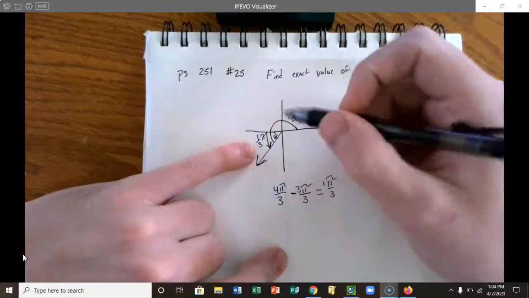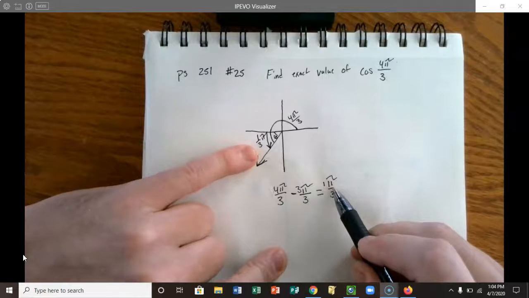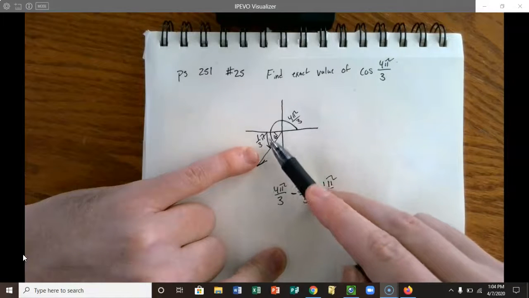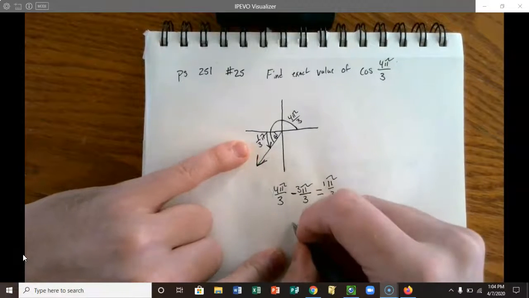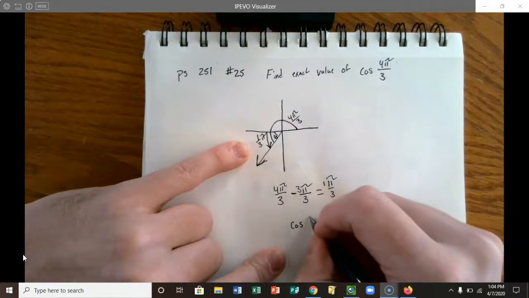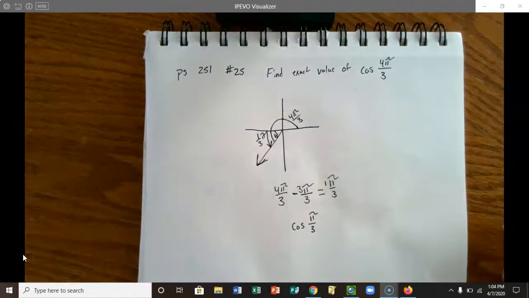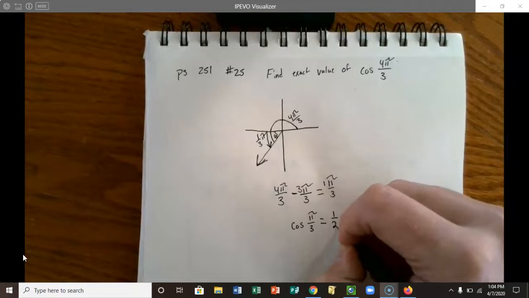Now, whatever the value of cosine of 1/3 pi is, will also be the cosine here because we have to use the reference angle. So we know that it's going to be cosine pi over 3, which is one of our special angles, which is equal to 1/2.